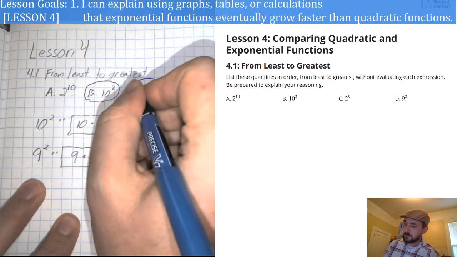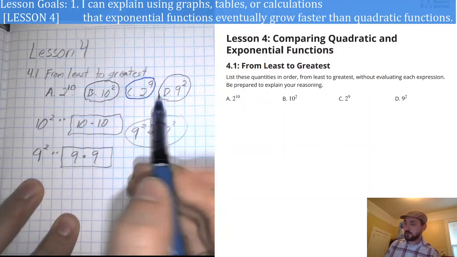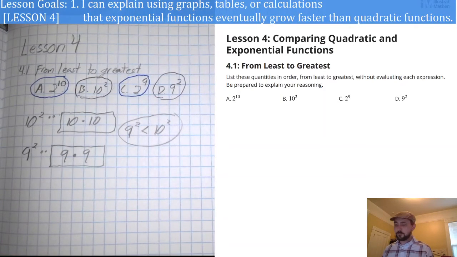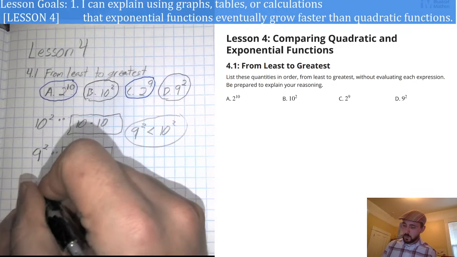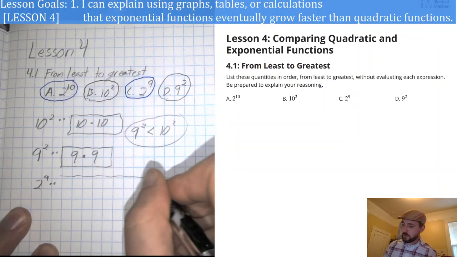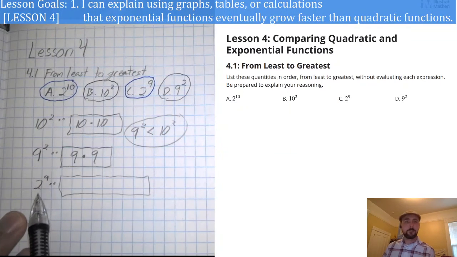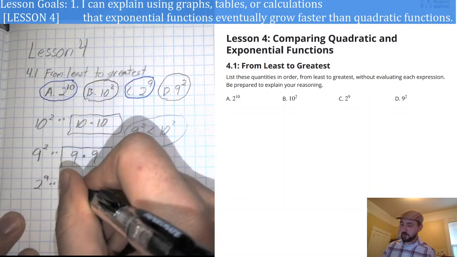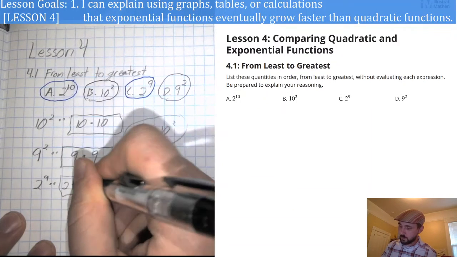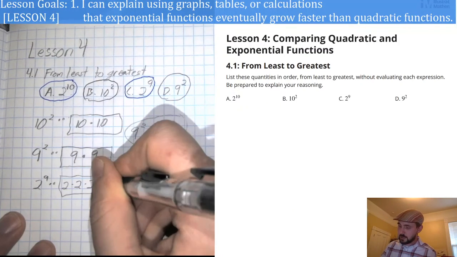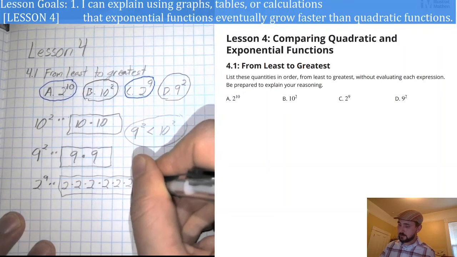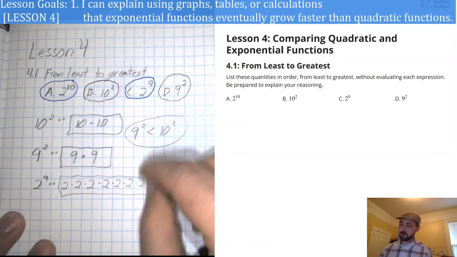So this is 2 to the 9th and 2 to the 10th. So quick recap of exponents. If I have 2 to the 9th power, that means that I'm doing 2 times itself with 9 copies. So 2 times 1, 2, 3, 4, 5, 6, 7. Oh, I need more room. Okay.